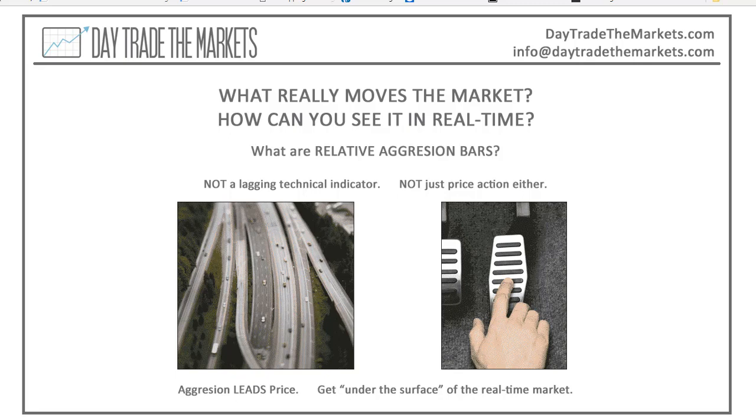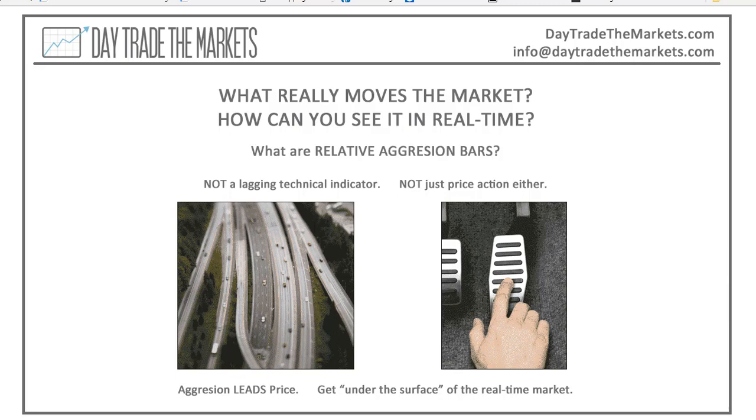And so when I think about these aggression bars, I like this illustration here. These are not lagging technical indicators. They're not telling you what has happened. It's not telling you what is happening, like price action. It's telling you what's going on under the surface of the market. So if you think about the left image there of looking down at a highway system, that's like a price chart, right? You can see, just looking at it, if price is going up or down. You can see if the cars are going north or south. You can see how fast they're going. You can see if they're slowing down or if they're turning right or left, etc. That's great. That helps. We want to be able to see that.